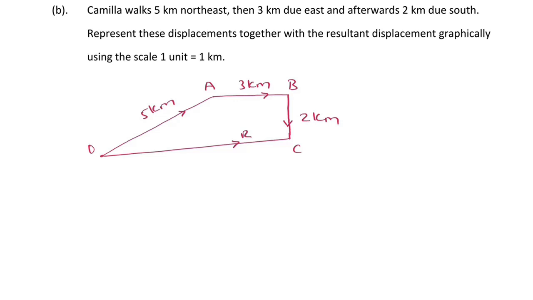So the next step is just to measure the length of this line. Line OC after measuring equals 4.1 centimeters. Since we've been told that 1 centimeter represents 1 kilometer, the length of the resultant is 4.1 kilometers.